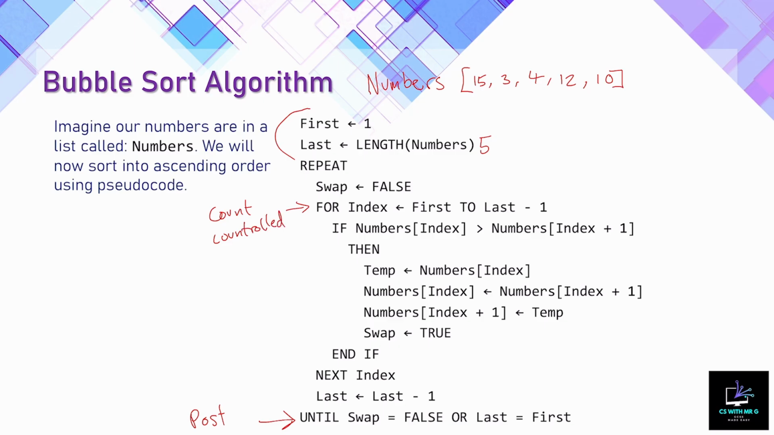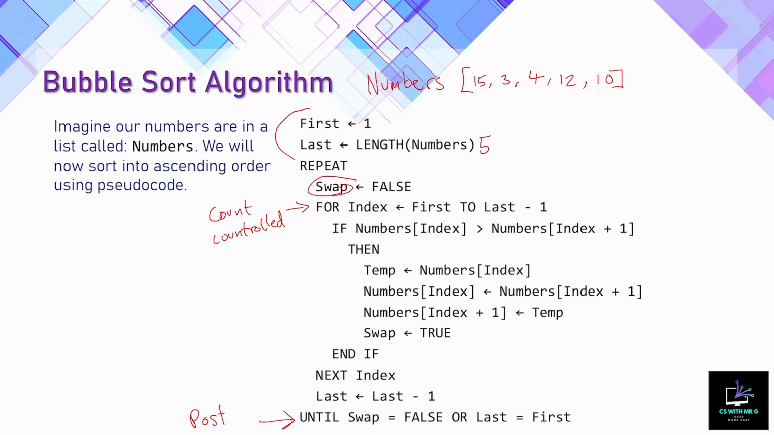Now the first thing I do in the repeat loop is I've created another variable here called swap, and I've set this to false. Now we've not discussed Boolean in detail yet. A Boolean value simply stores true or false. And this variable swap I'm going to set to false at the very beginning. And again, I'll come back to that later on in the algorithm.